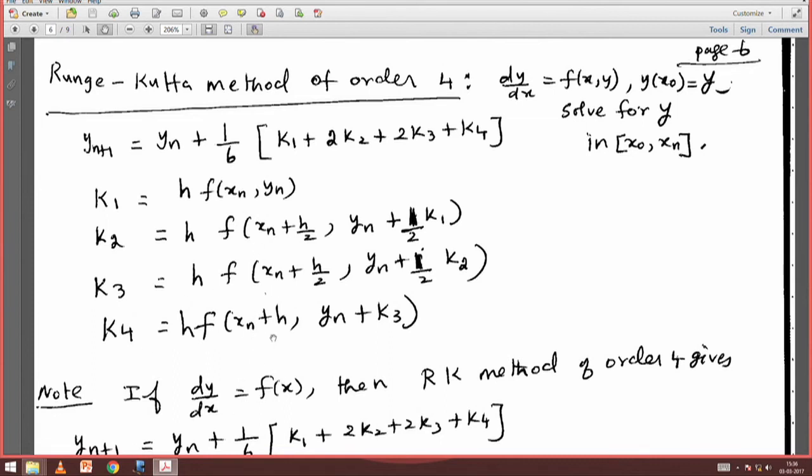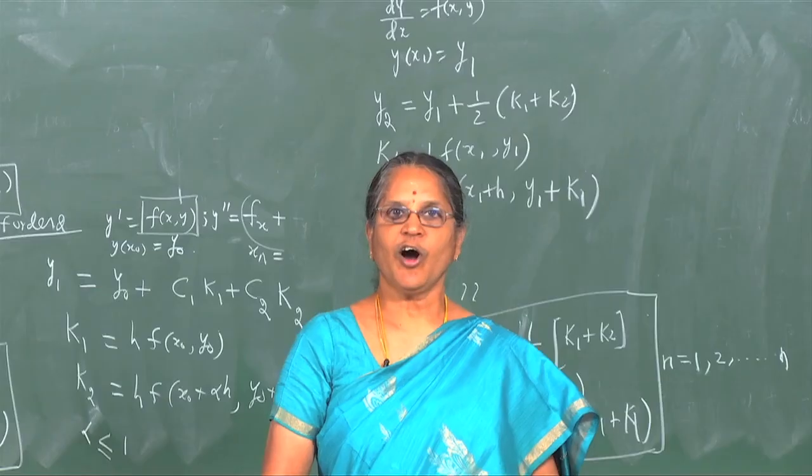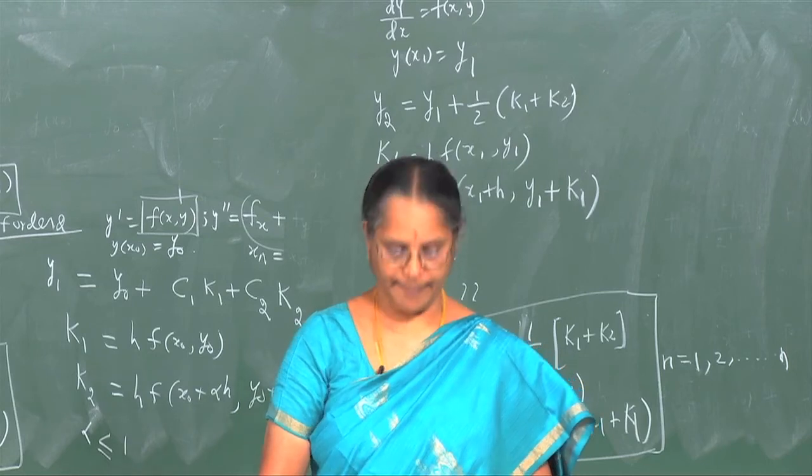What is xn plus h? That is xn plus 1. What is xn plus h by 2? That is the midpoint of this interval xn to xn plus 1. So, function evaluations are done at points which lie between xn and xn plus 1, and it involves these 4 function evaluations k1, k2, k3, k4, and the method which is given here is a 4th order method such that it agrees with the Taylor series method up to order h to the power of 4.